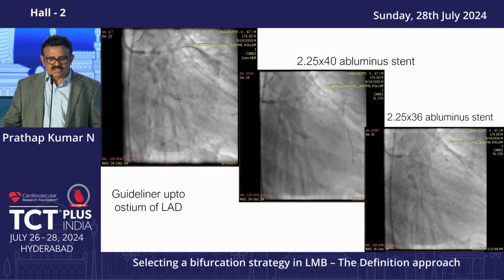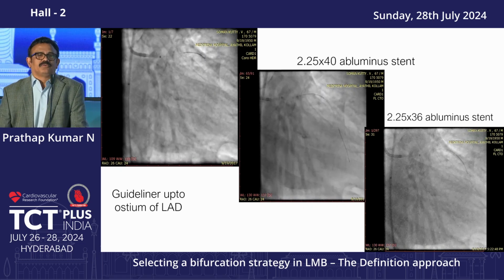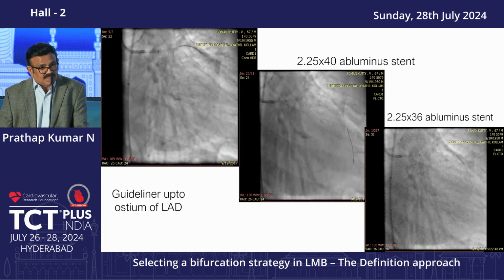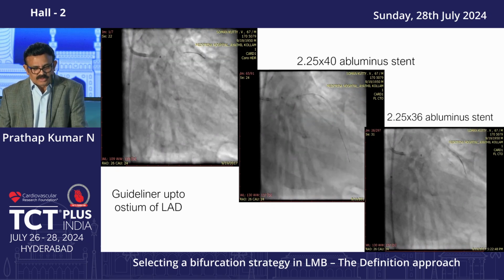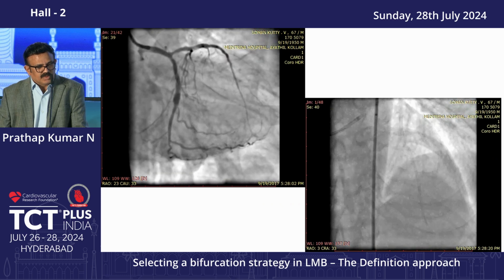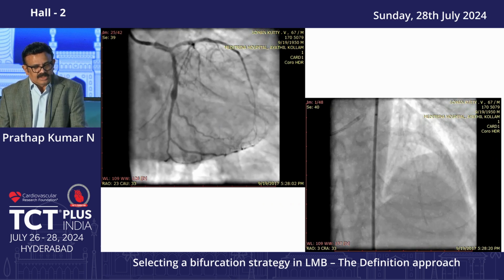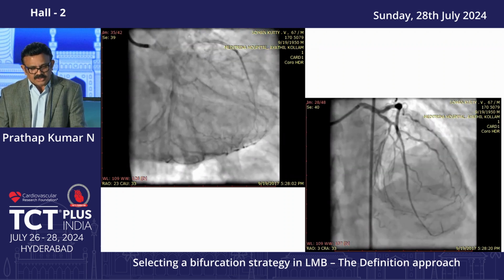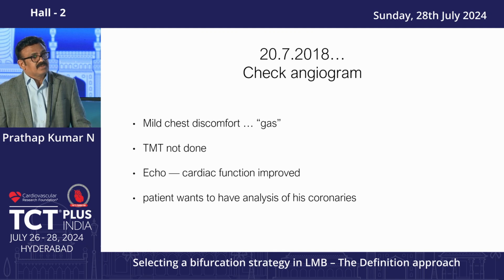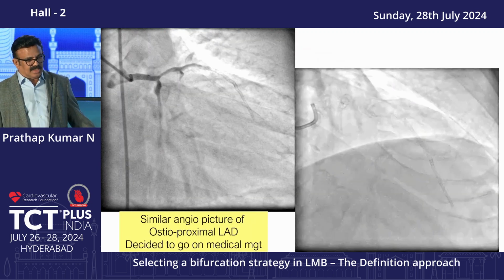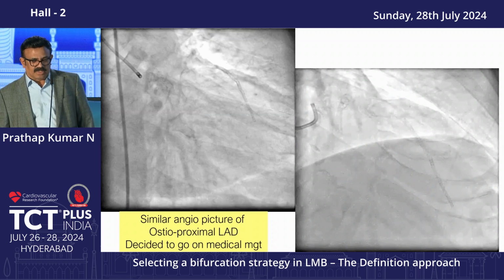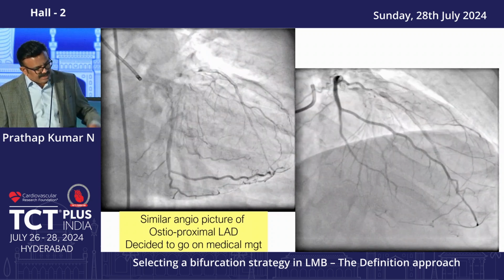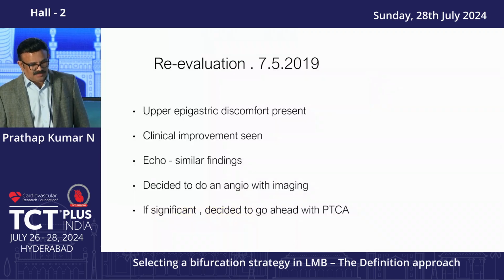I took a guideline up to the ostium of the LAD, took a 2.25 into 40 stent. Definitely it is a very small vessel, and a 2.25 into 36 stent went down. This was the result created. I knew that there is a lesion in the ostium of the LAD. I did not touch that. I left the patient like this. After 6 months, the patient had a mild chest discomfort, gas, TMT not done, echo cardiac function improved. Patient wanted to analyze the angiogram. I analyzed a similar angiogram picture like the earlier picture before 6 months. I left him. I told him I don't want to touch because he's a politician.